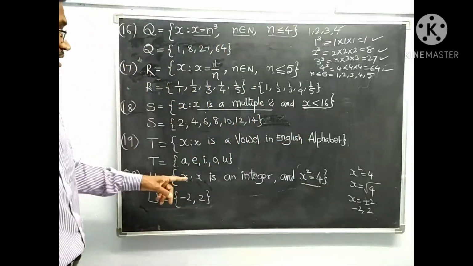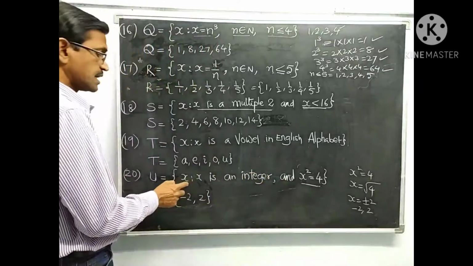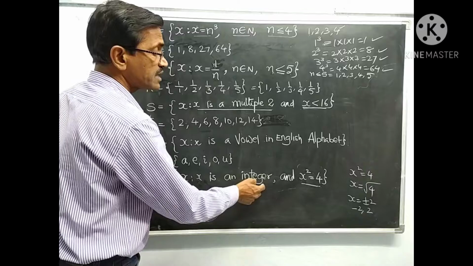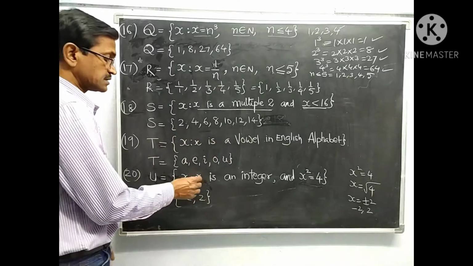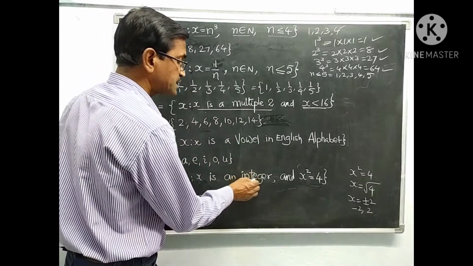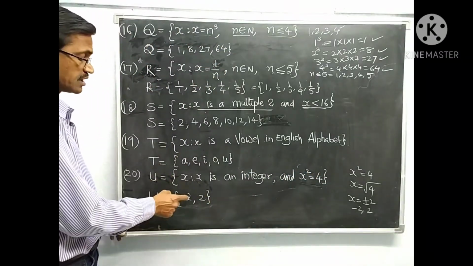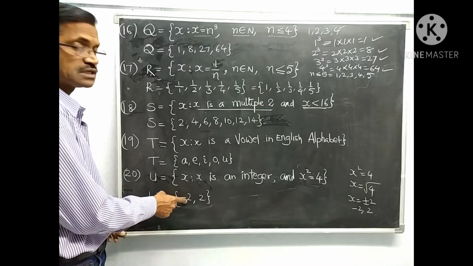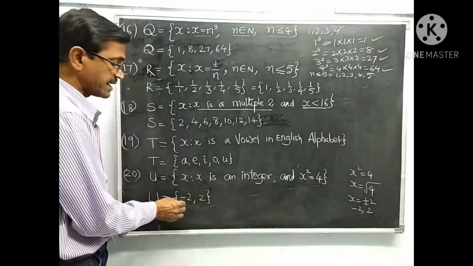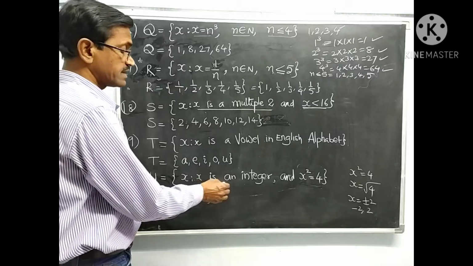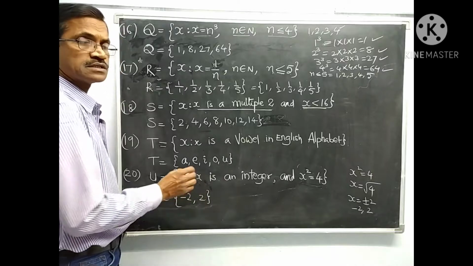But one thing, sometimes the condition may be given like this also: x such that x is a natural number and x square is equal to 4. In that case, you have to write plus 2 only, but you should not write minus 2, because minus 2 is not a natural number, it is an integer. So when the question is given like this with integers, you have to write minus 2 and 2. If the question is given as natural numbers, you have to write only 2. Then it becomes a singleton set.